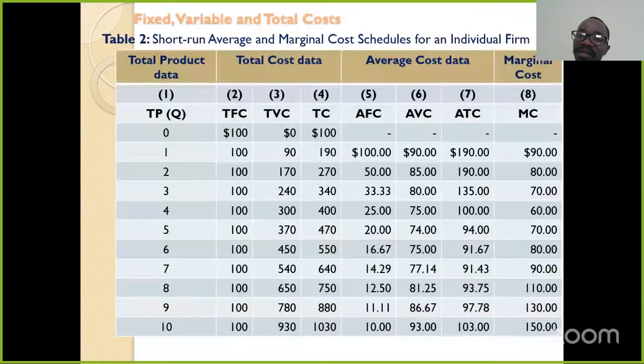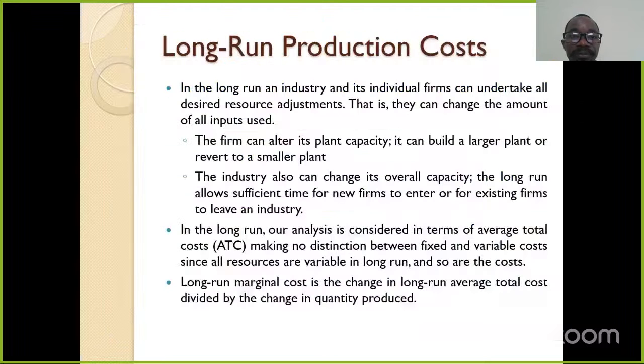So if we are to put that in this table, the cost that will be considered will be the long run average cost, not this total cost, which is fixed cost plus variable cost, since we are saying in long run production there is no fixed cost.